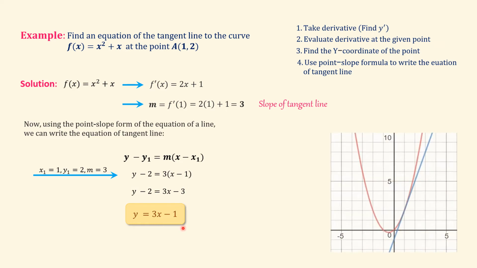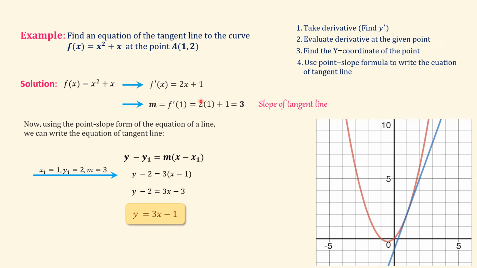Before I finish this example, let me show you the graph of this function and its tangent line. This curve is x squared plus x, and this line touches our curve at the point 1 and 2. X is 1 and y is 2. And the slope of this line is 3. This line is y equals 3x minus 1, which is our tangent line. And as you can see, it just touches our curve at only one point, and that point is 1 and 2.